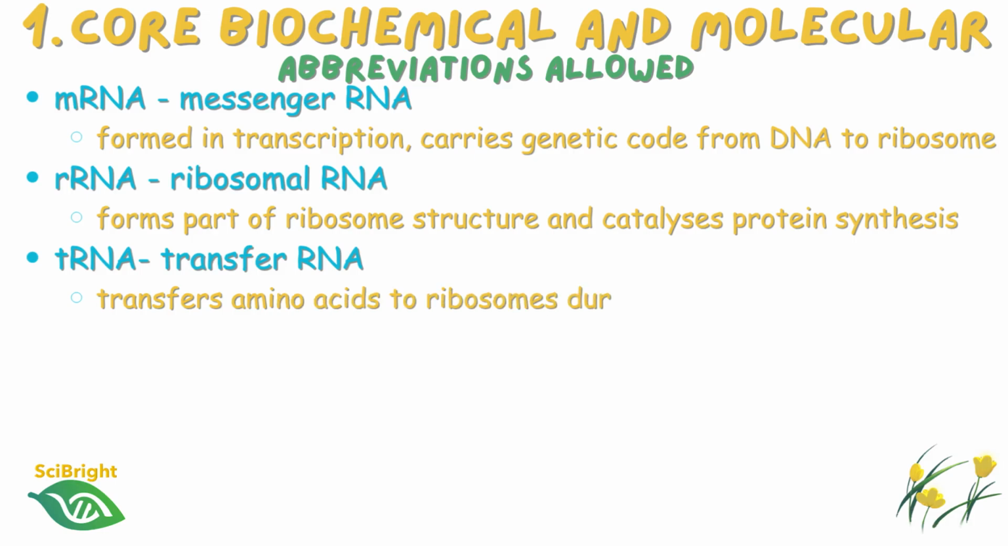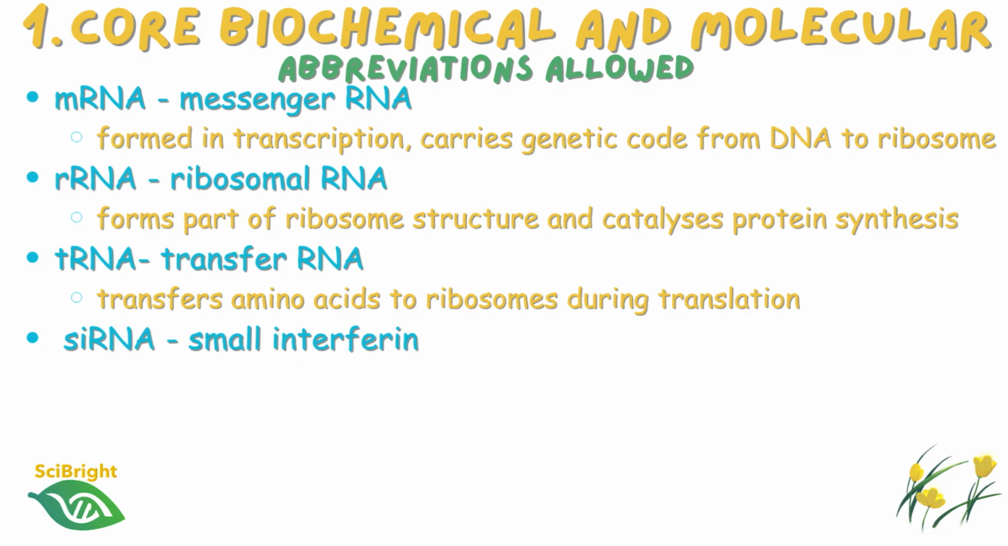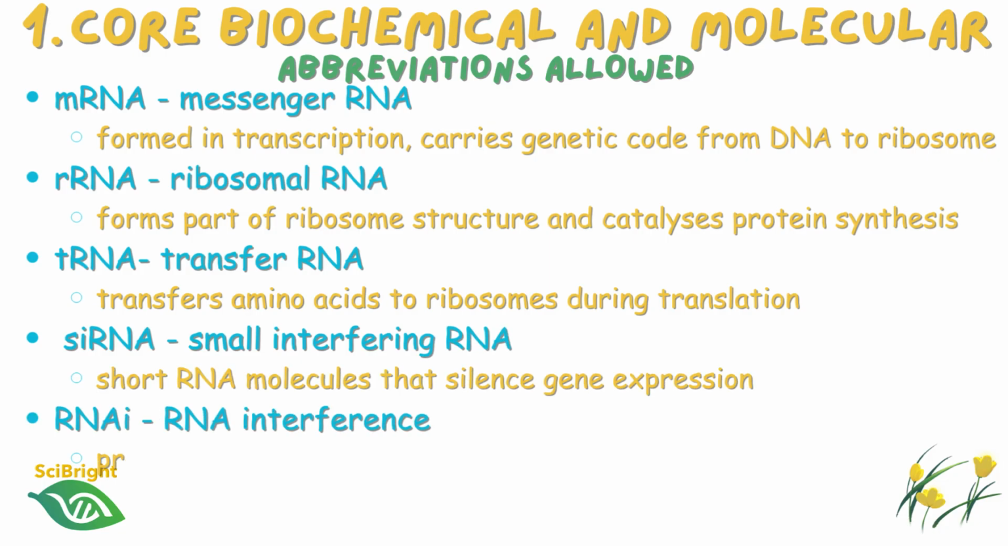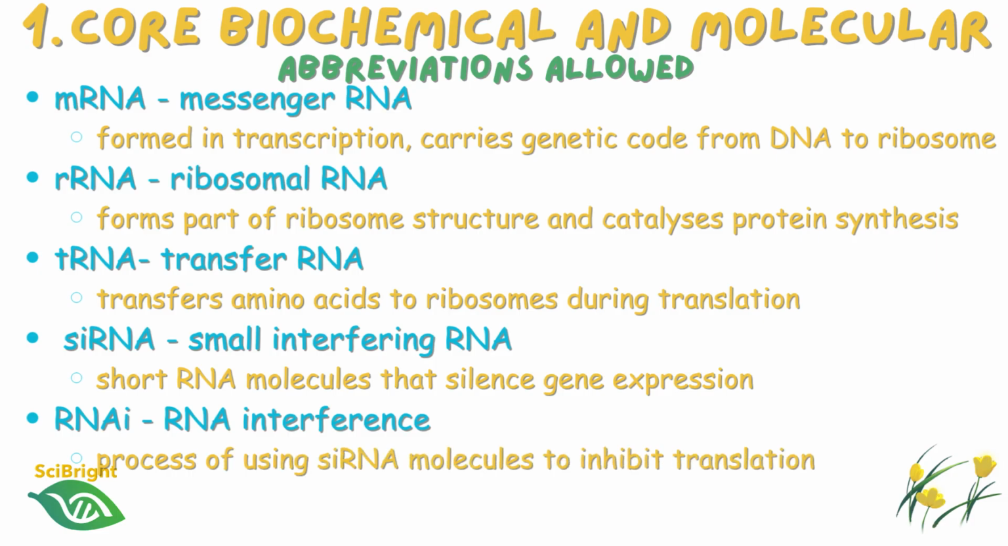tRNA is our transfer RNA that has an important role in translation. Then we have siRNA, our small interfering RNA, and RNAi, RNA interference. These short RNA molecules silence gene expression by inhibiting translation. Pause the video if you need to make a note of the differences between these nucleic acids.